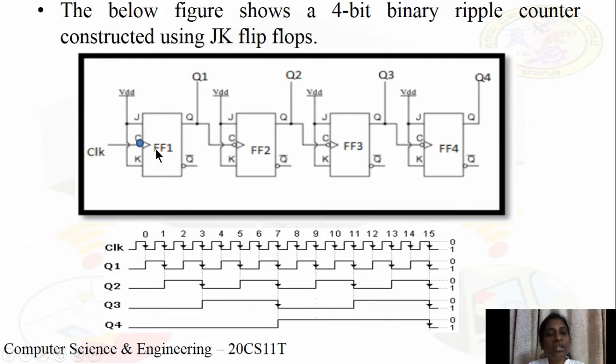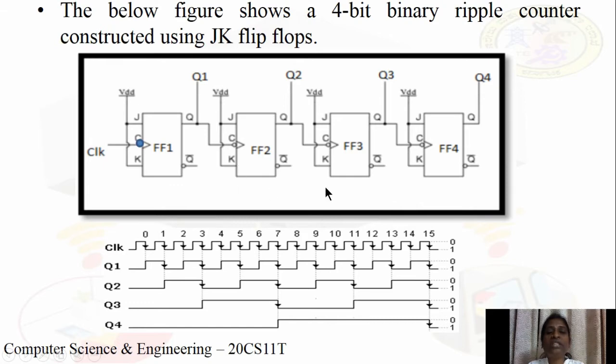And this counter will count from 0 to 15. That is, it counts 16 clock pulses, because 2 raised to the power of 4 is equal to 16. It counts these 16 clock pulses because it consists of 4 flip-flops. Let us observe this circuit.